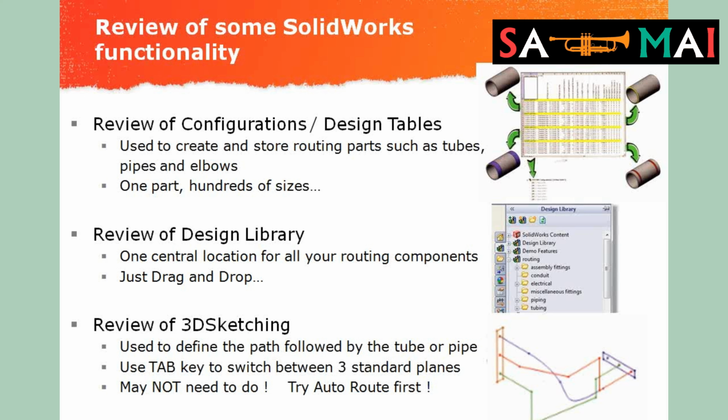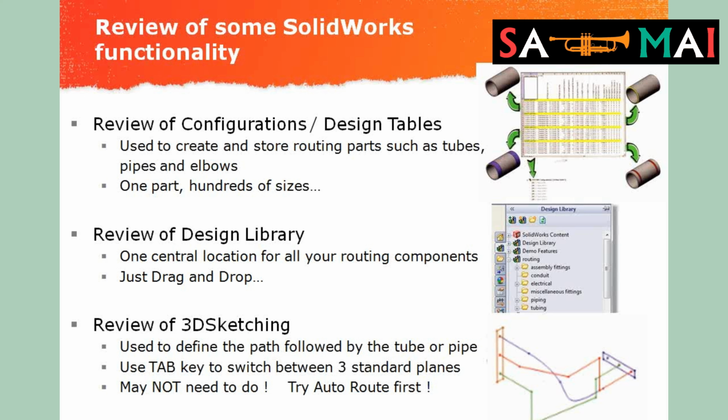They have configurations with a design table under them. So imagine an elbow, one part, but hundreds of sizes inside that file, or a pipe file, or a tube file, or a flange. You also have to know how to use the design library, something that you would have learned in Essentials class. That's where you're going to go to get a lot of the routing parts, to drag and drop them into your assemblies, fittings and flanges and things.